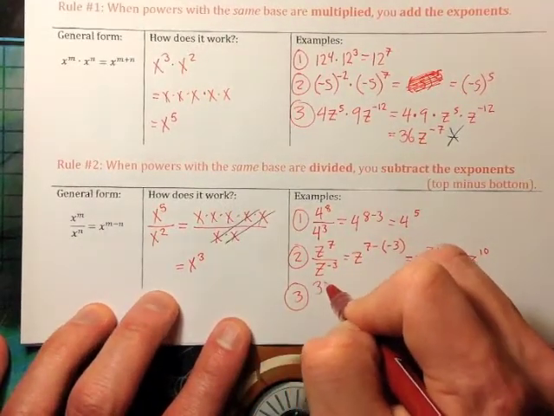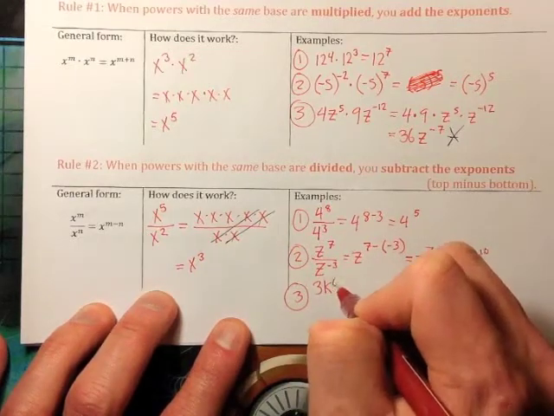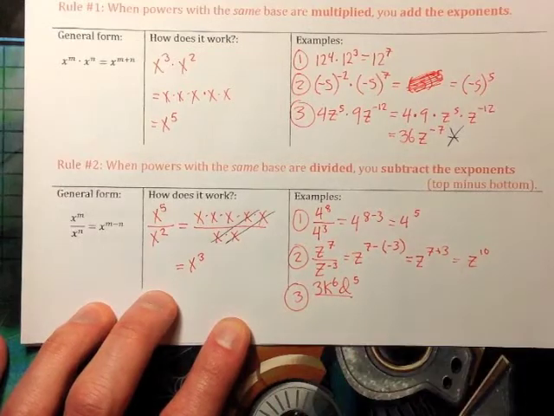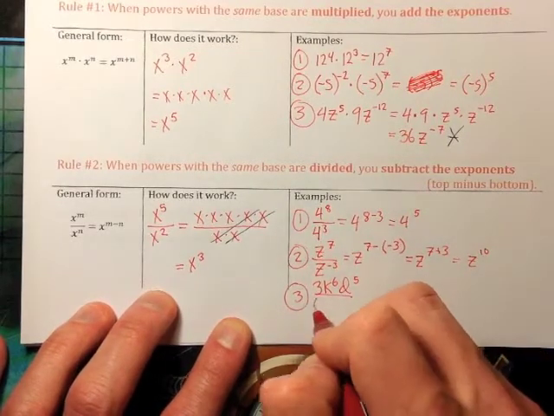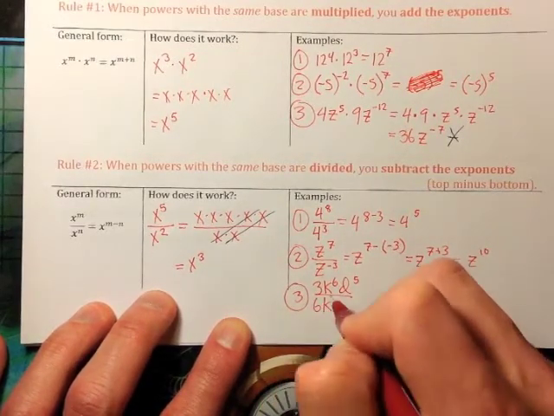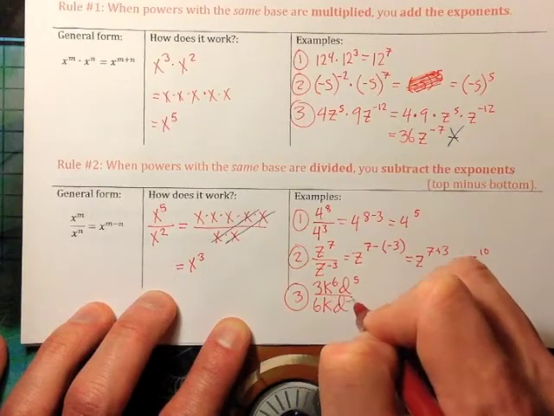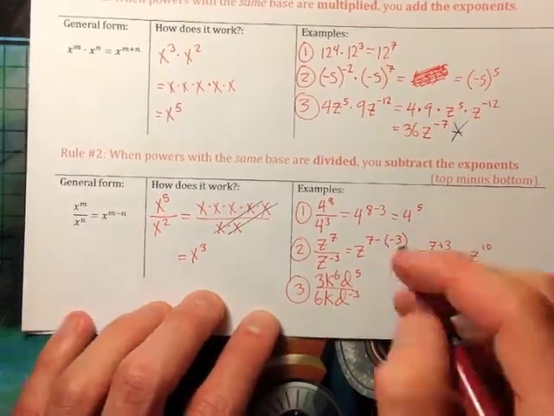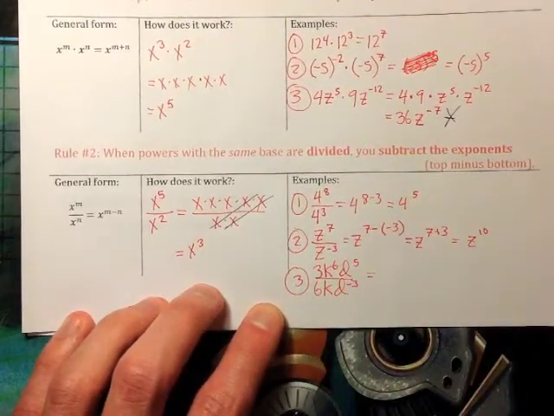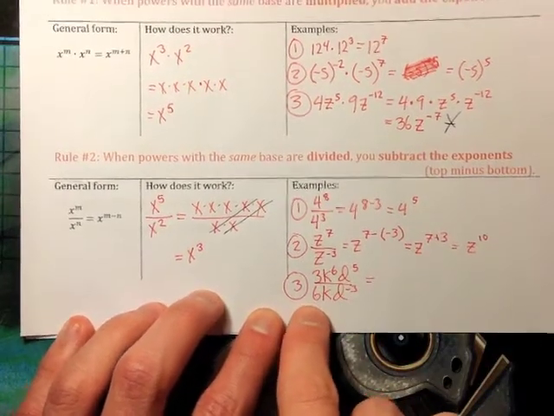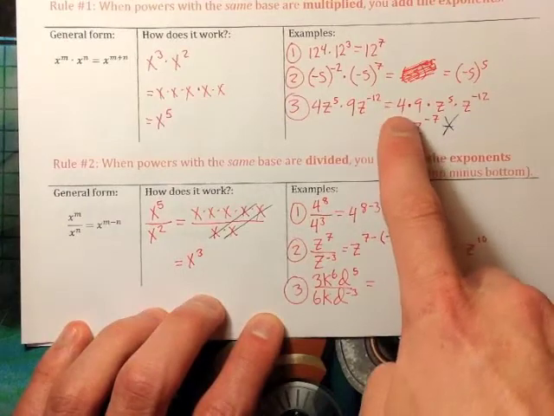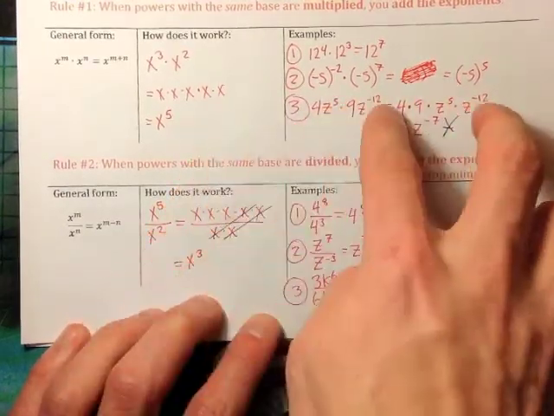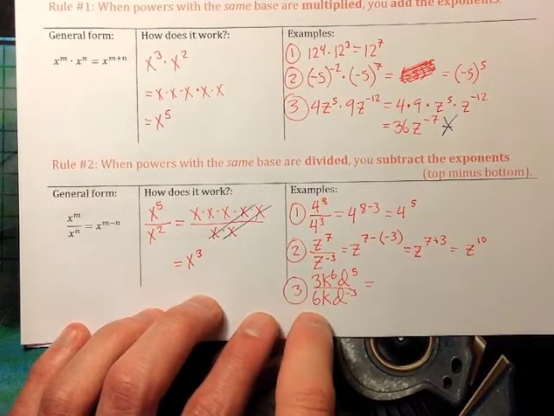How about 3 times k to the 6th power times d to the 5th power, all divided by 6 times k times d to the negative 3rd power? Ooh, now we're getting uglier. I like it. Now, exactly as we did up here, where we brought the numbers right next to each other, we kind of separated them out from the letters. We're going to do the same exact thing here.